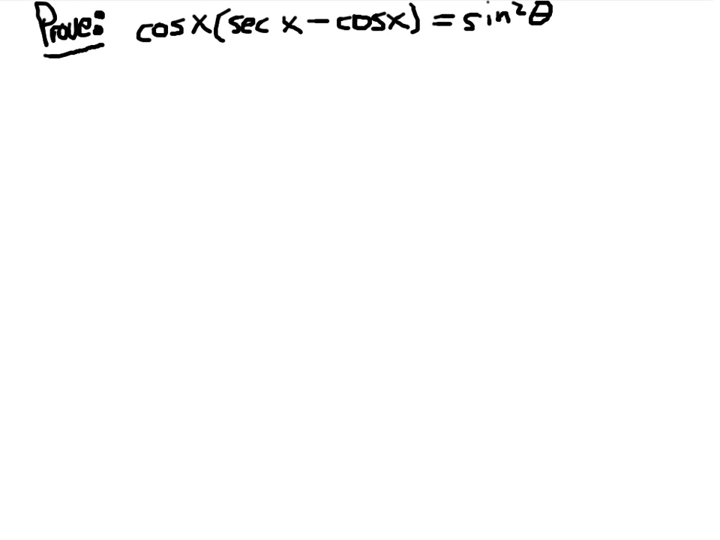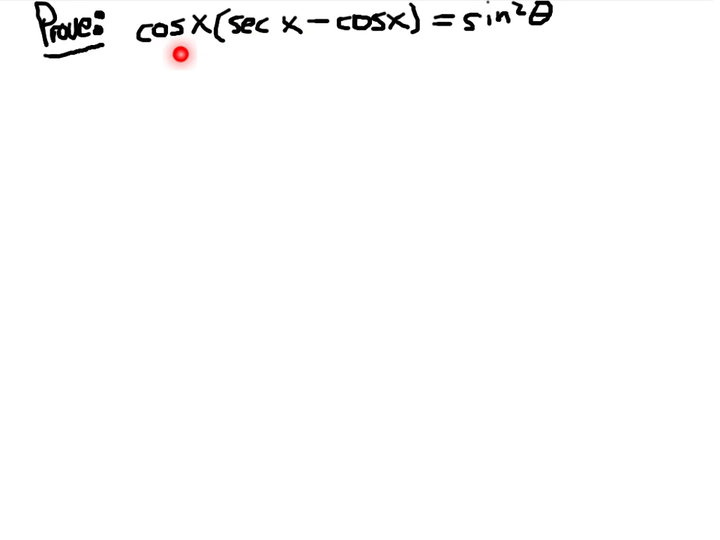Now typically you'll see a question like this. It starts off with cosine of x times the quantity secant x minus cosine x. And there's our equality right here. So equalities are identities. And so what's on the left equals sine squared theta. And so this is something that someone else has come up with, and we have to verify it or prove that it's true.